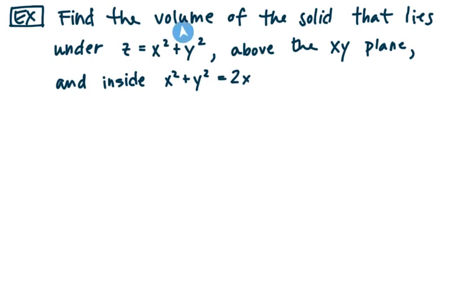Welcome. Again, we're going to find the volume of a solid. So finding the volume, we're going to use a double integral. We are under this elliptical paraboloid, which is above the xy plane, so above z equals 0, and then inside this circle. All right, so let's think about what we're dealing with.